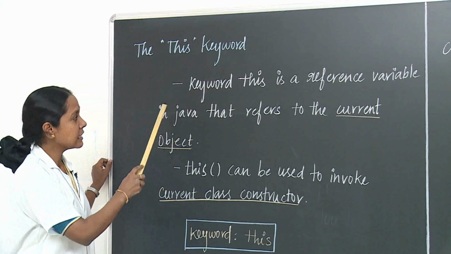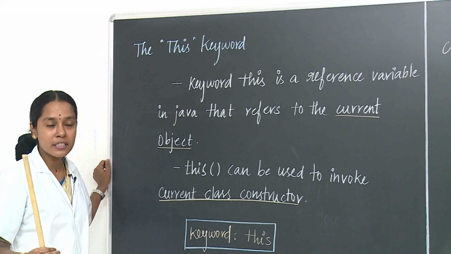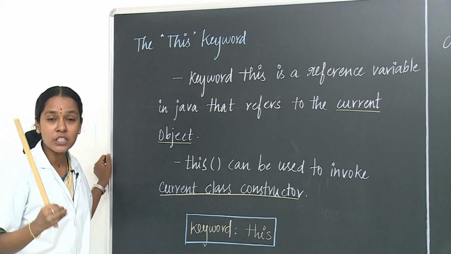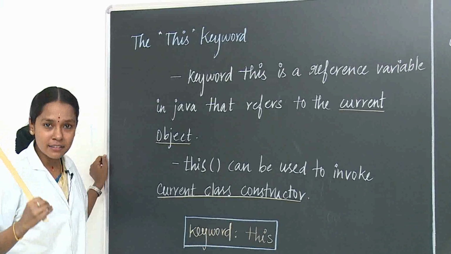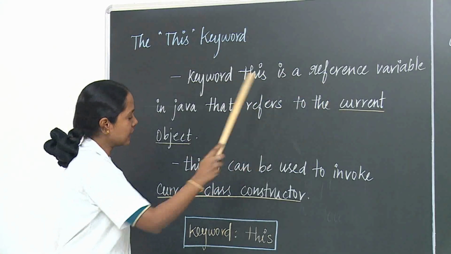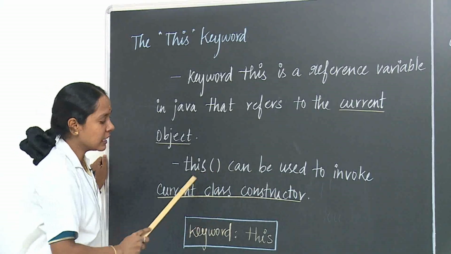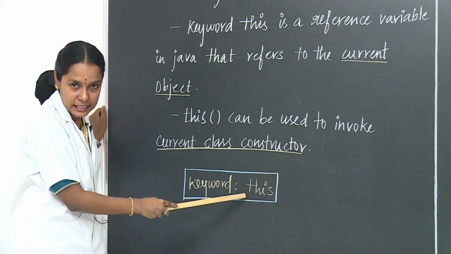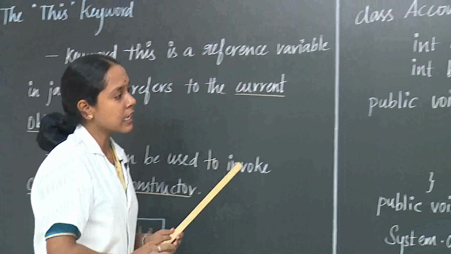Okay, next one is the this keyword. This keyword will refer to the current object, or the variable of the current object, or it invokes the current class constructor. That is, it refers to the variable of the current object and it invokes the current class constructor. Here, this is the keyword we are going to use. And then this is the example.